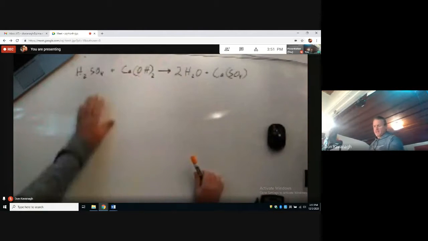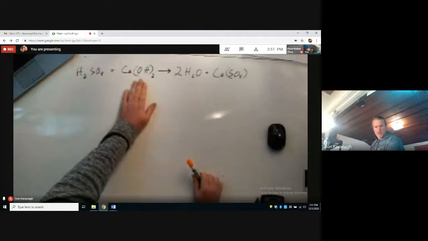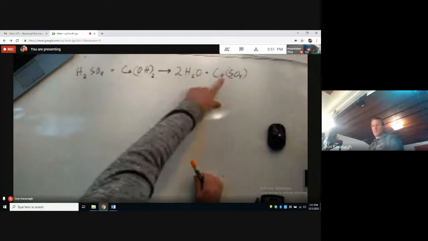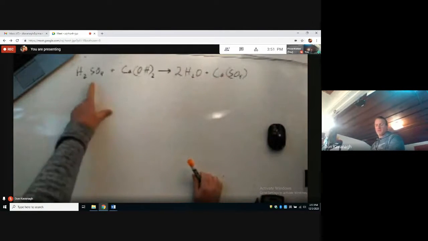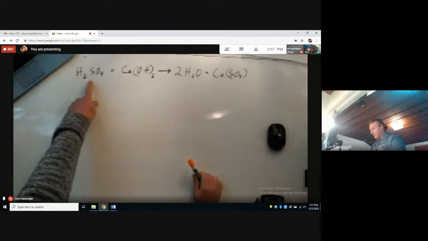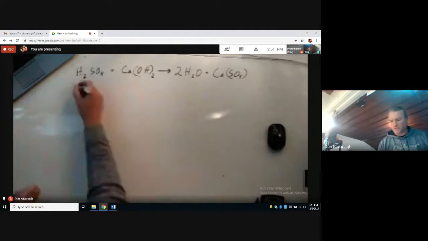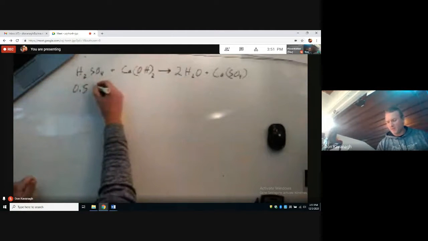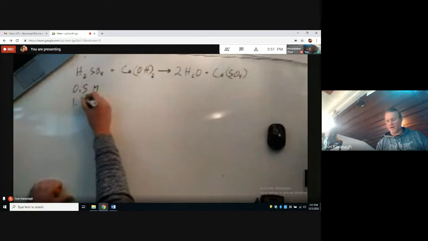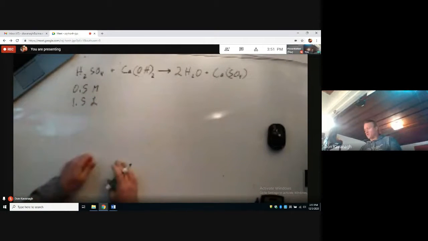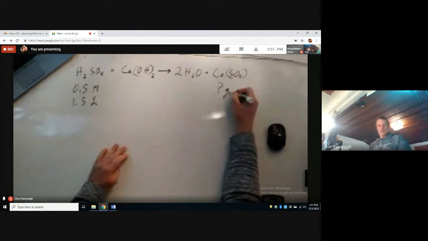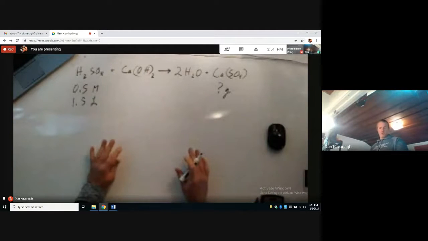We have an acid-base neutralization reaction producing water and an ionic compound. In this problem, we are going to have a solution of sulfuric acid, and that solution is of 0.5 molarity, and it has a volume of 1.5 liters. And we want to calculate how many grams of calcium sulfate could be produced.